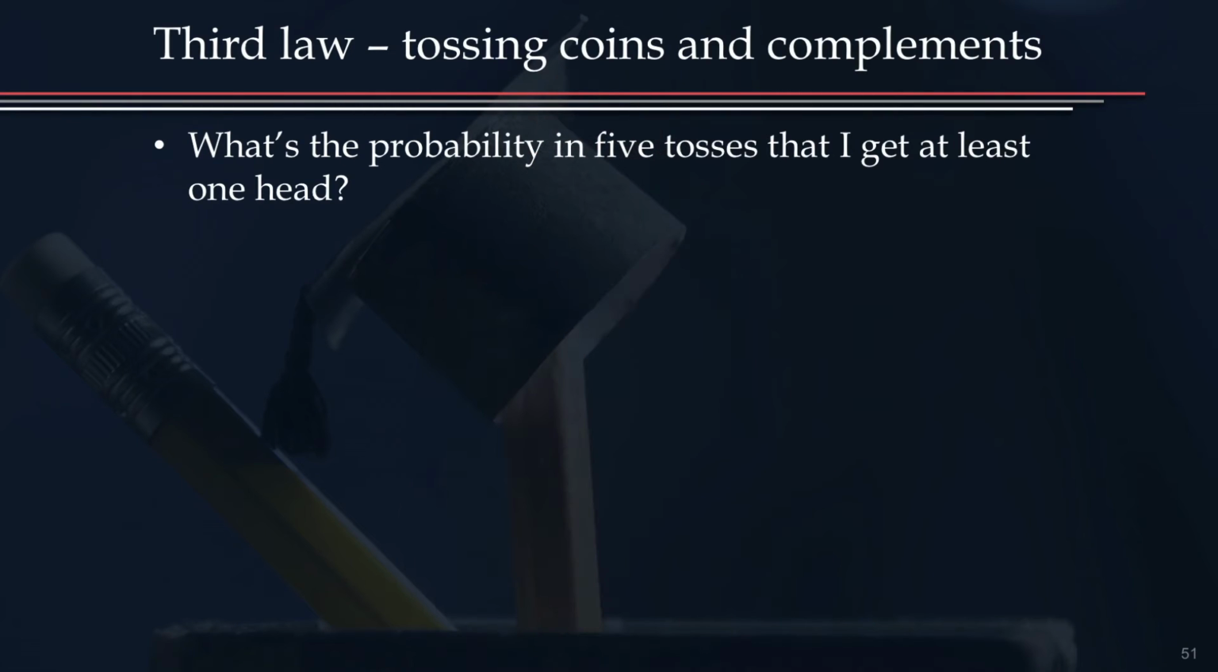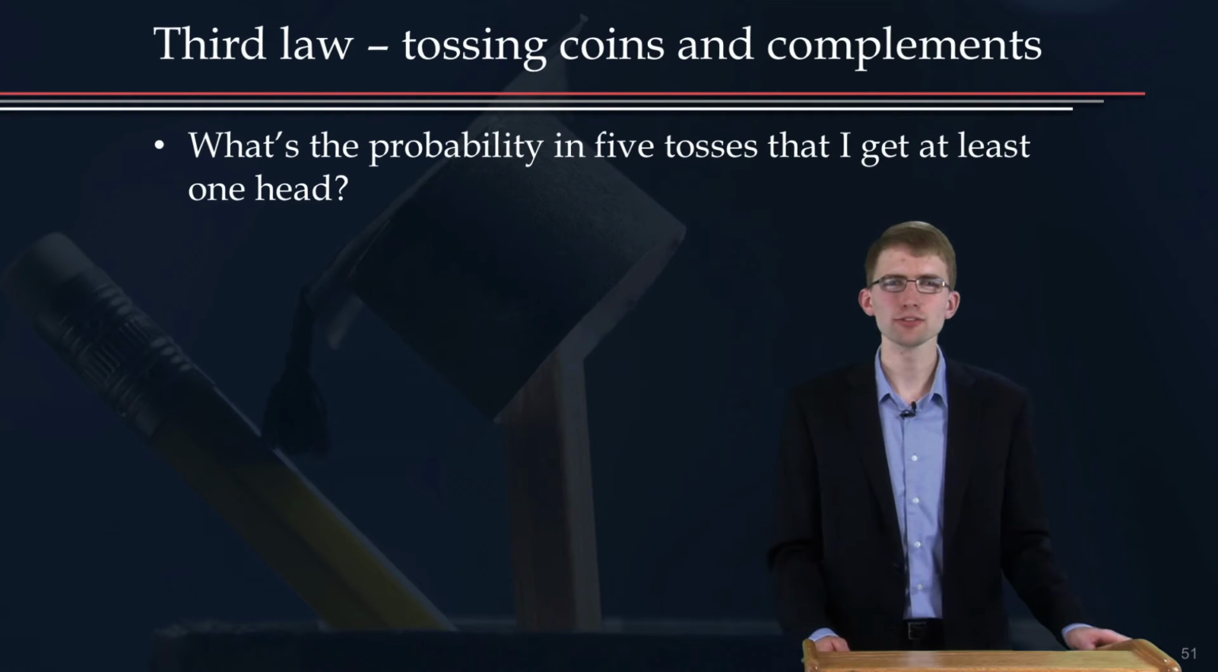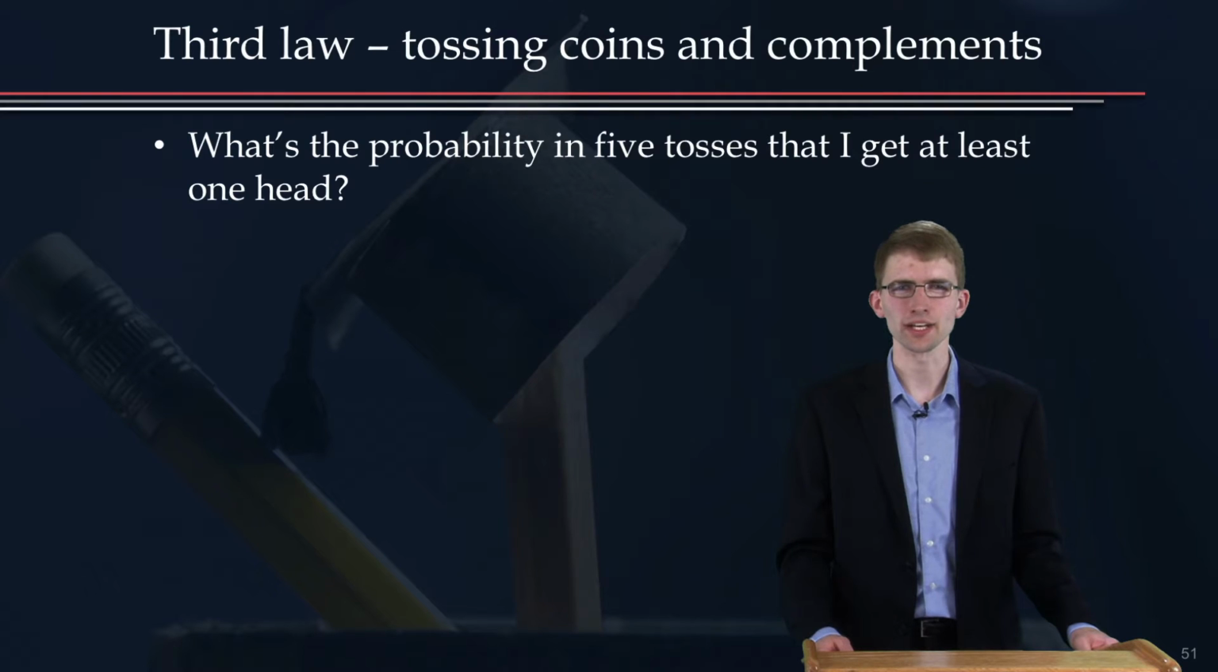So now we know the first two probability laws and part of the third. In this video we'll spend some time talking about the idea of complements and do another calculation. As a motivating example, what's the probability in 5 coin tosses that I get at least one head? We know how to do part of this already.